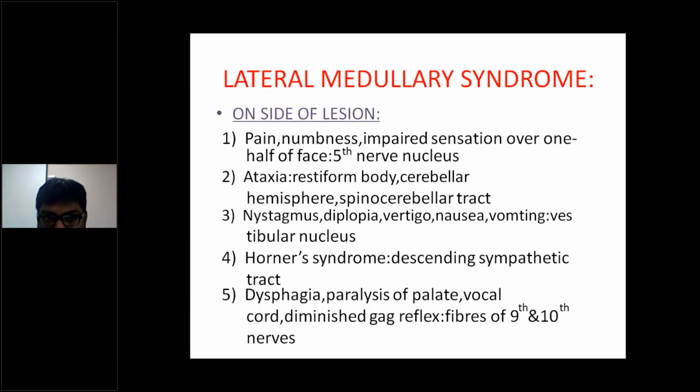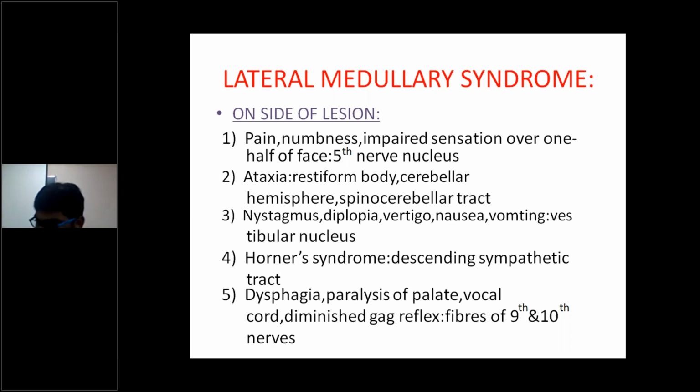So lateral medullary syndrome. The 5th cranial nerve is the trigeminal nerve. What are the divisions of trigeminal? Ophthalmic, maxillary, mandibular. The tip of the nose is supplied by the ophthalmic division, not the maxillary.